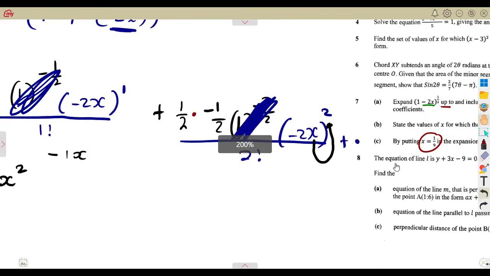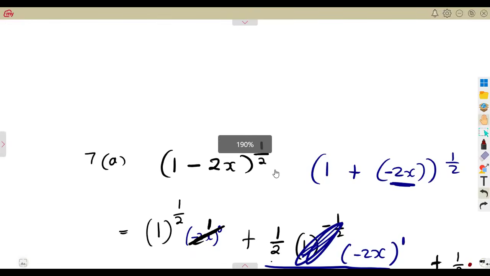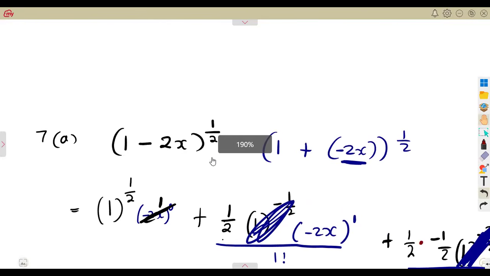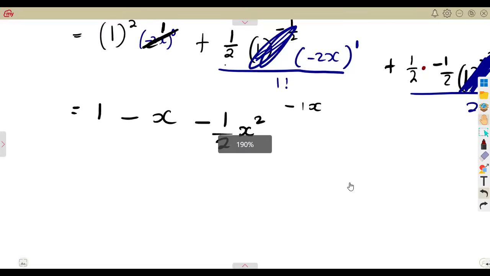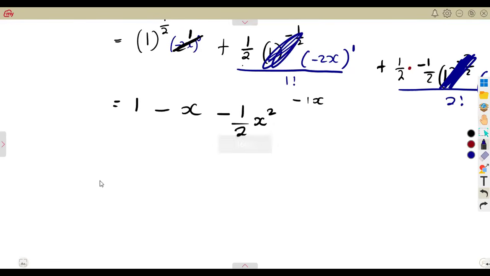You study this from what you are given. Remember, this is our expansion that we had, 1 minus 2x to the power of half. So I want you to see this. 1 minus 2x to the power of a half. Guys, to the power of a half simply means the square root.